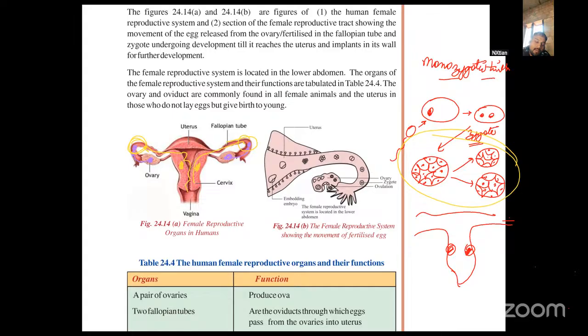So these are the two types of twins, monozygotic and dizygotic. David and Miracle, did you understand, beta?